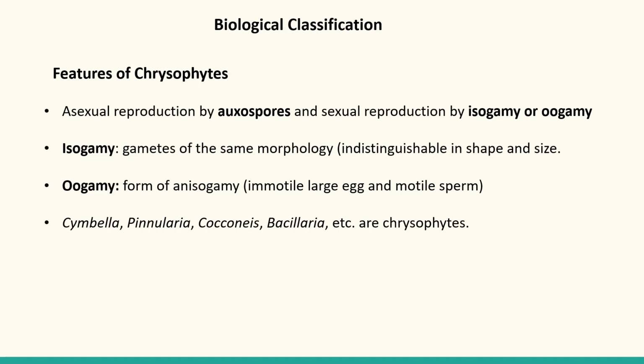Oogamy: that is the other form. An immotile large egg is present and the male gamete is a motile sperm. So the oogamy type of sexual reproduction is also there. Some of the examples of chrysophytes are Campbella, Pinularia, Cocconeis and Basilaria.